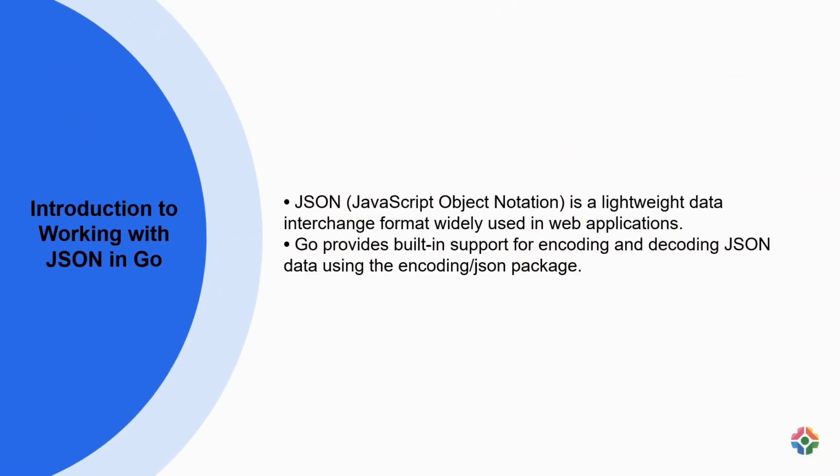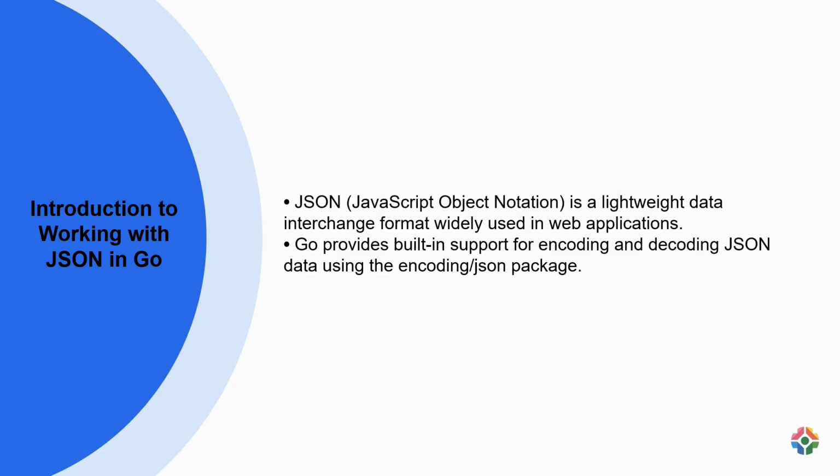JSON, JavaScript Object Notation, is a lightweight data format commonly used in web applications for data interchange. Go programming language offers native capabilities for both encoding and decoding JSON data through its encoding/json package. This feature allows developers to seamlessly convert Go data structures into JSON format and vice versa, enabling straightforward interaction with external systems or services that utilize JSON.